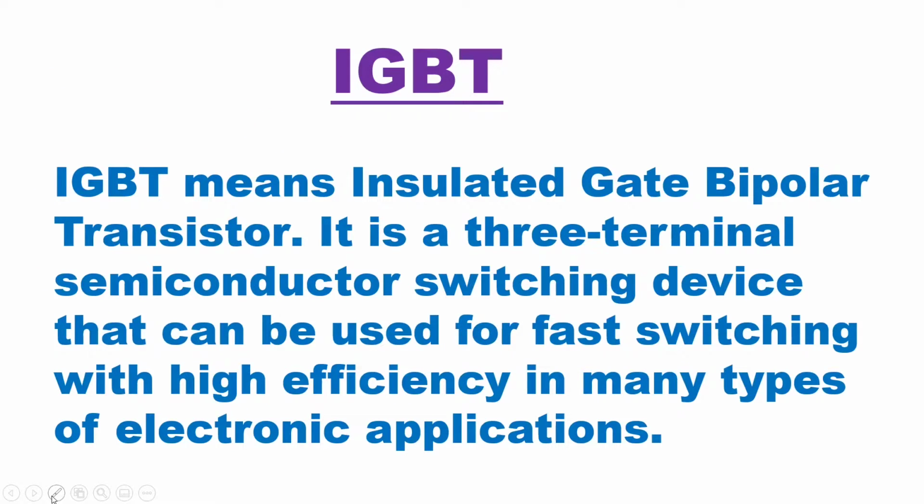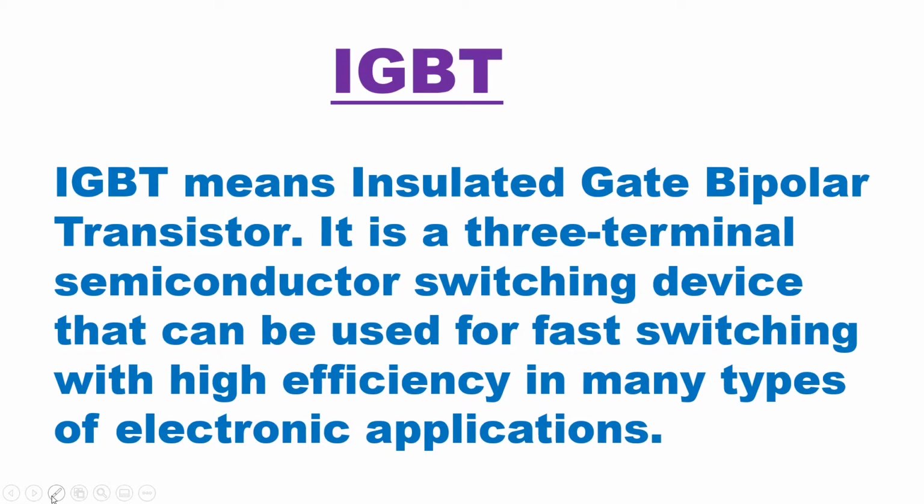So here you can see IGBT means insulated gate bipolar transistor. Insulated gate is a word which you have heard in MOSFET, and bipolar transistor is a word which you have heard in BJT. So it is a combination of features of MOSFET and BJT.